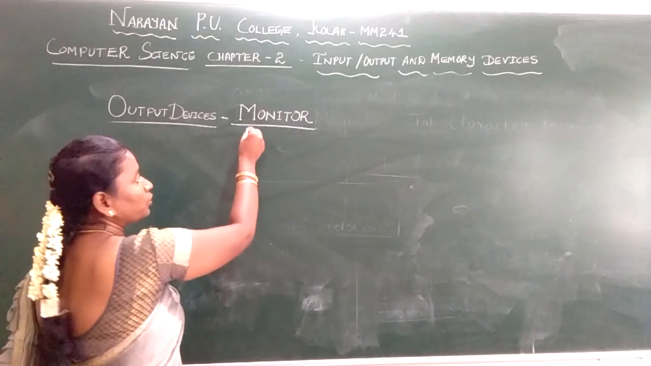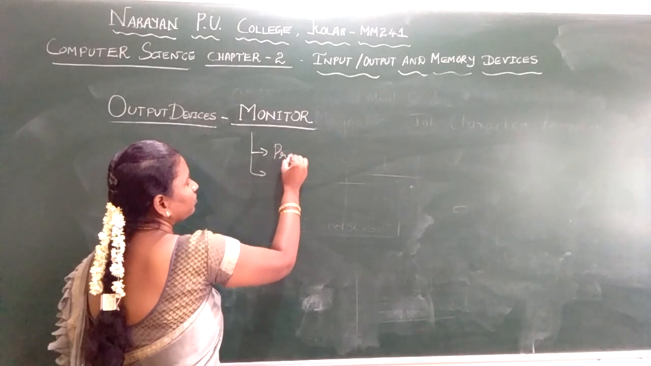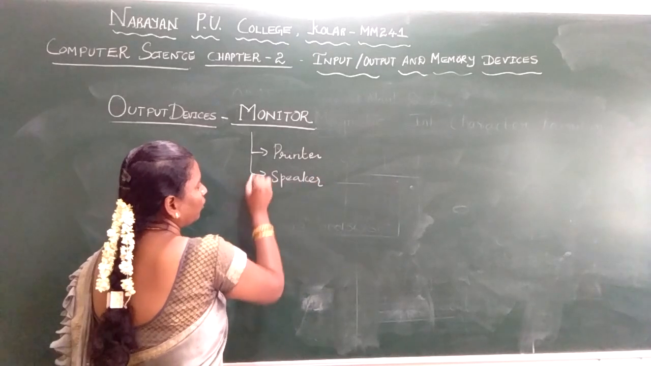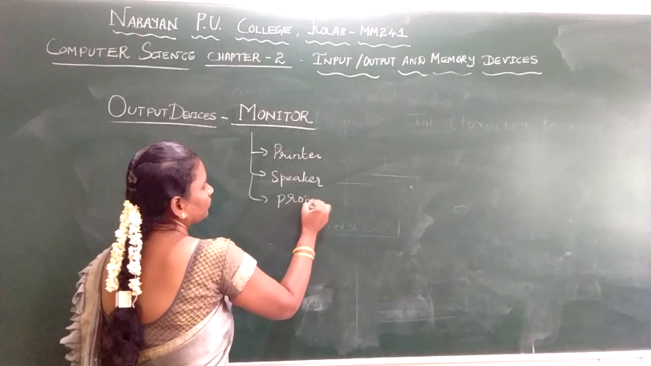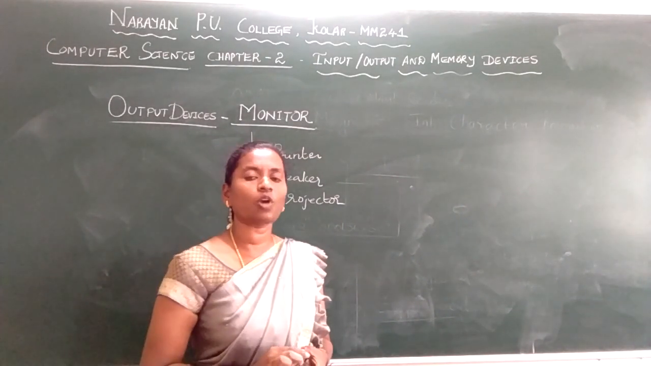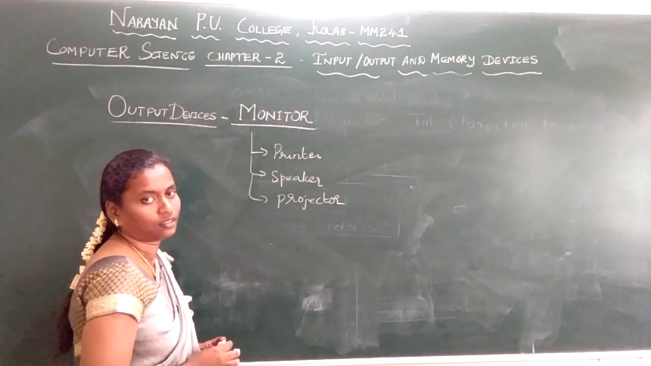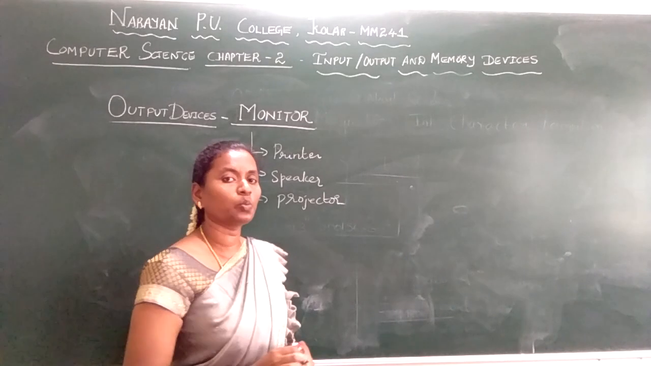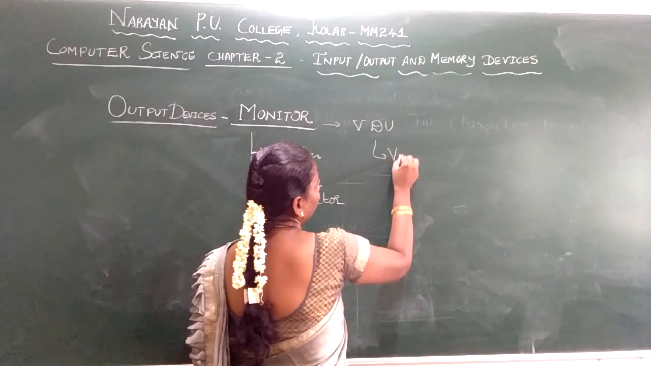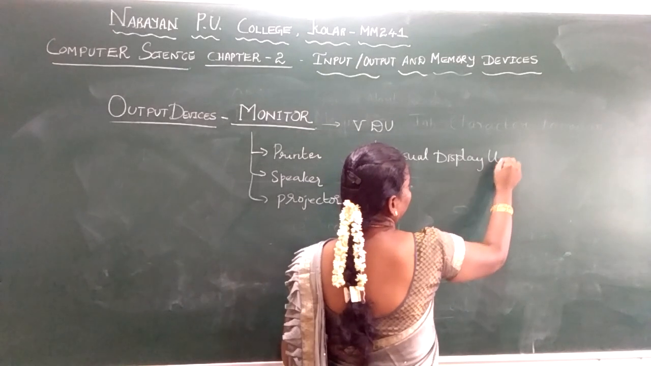The widely used output devices are the monitor, next the printer, your speaker, your projector. Okay, printer, speaker, projector, all these are widely used output devices. Now I'll explain in detail about the monitor. The monitor is also called the visual display unit. The monitor is also called VDU. VDU stands for Visual Display Unit.